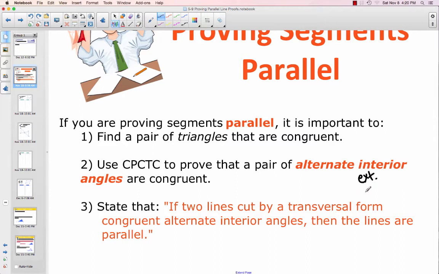exterior or corresponding, but you're going to find that most of the time it is interior angles, and that's probably the easiest to see. And then what we could state is that if two lines cut by a transversal form congruent alternate interior angles, then the lines are parallel. So it's really just the converse of the statement we learned the other day. So let's take a look at an example here.